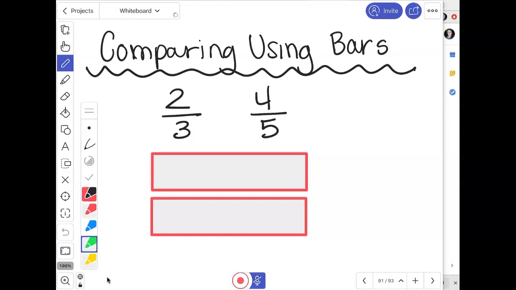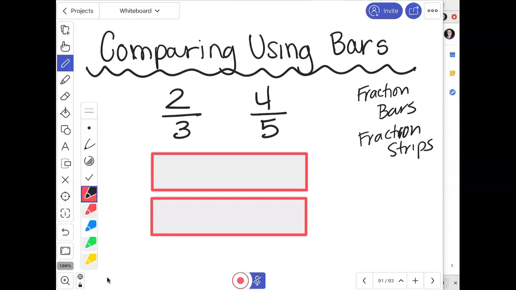So I can compare using number lines as a visual. I can also compare using bars. Depending on who you ask, who your teacher is, these can be called fraction bars. These can be called fraction strips. And if you taught in Texas or ever lived in Texas, they're called tape diagrams there. And I don't know why, maybe because they kind of look like little strips of tape, but these are all the exact same thing.